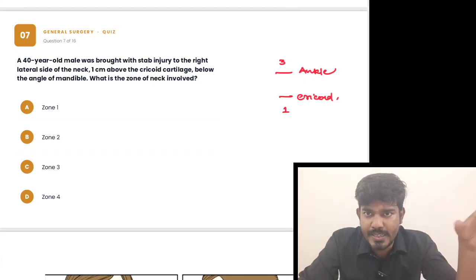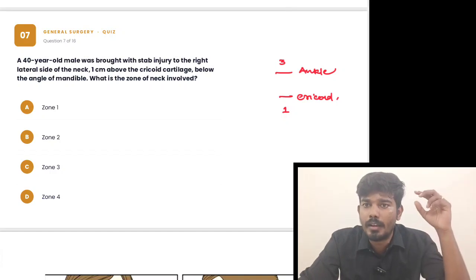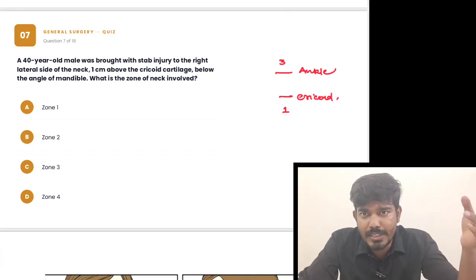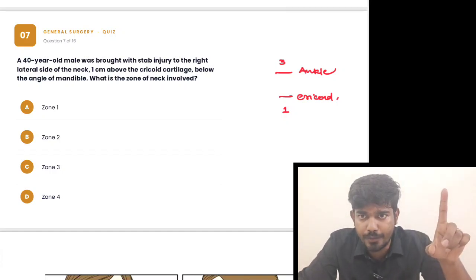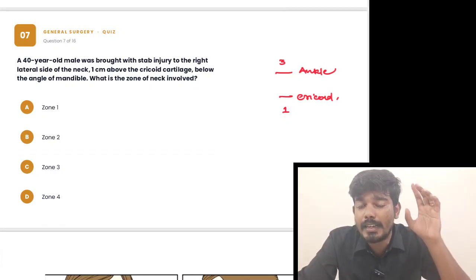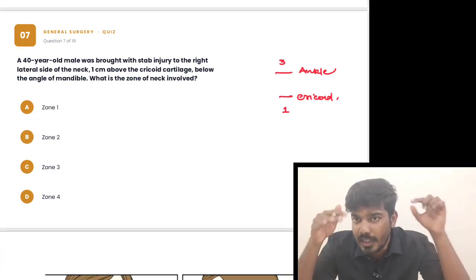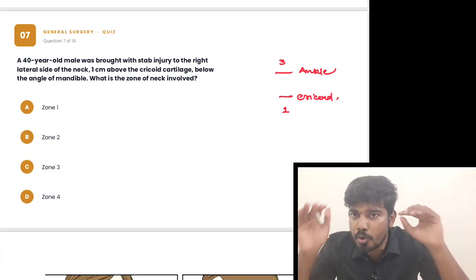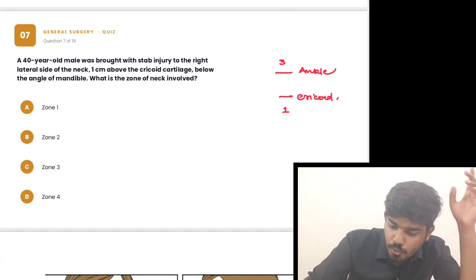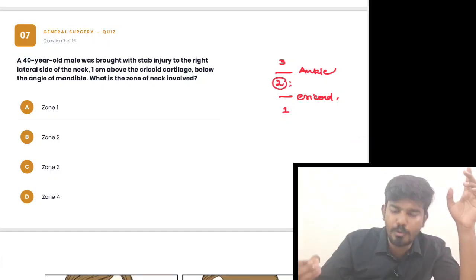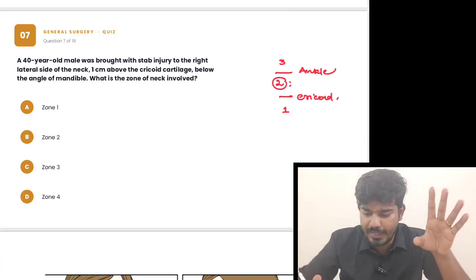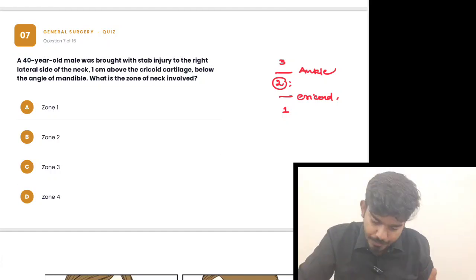This is the most dangerous, similar to that of a retroperitoneal injury. Zone 1 is the most serious type, whereas zone 2 is most commonly involved. Okay, zone 2 is most commonly involved. Here this is also a zone 2 injury.